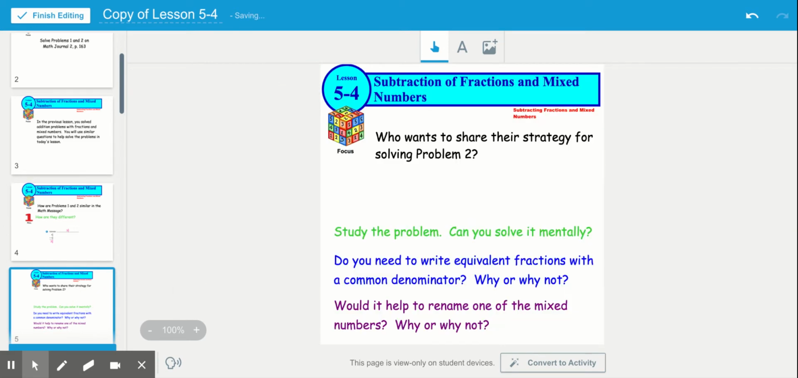So in the problems, you want to study them. You want to ask yourself, can you solve them mentally? Do you need to write equivalent fractions with common denominators? Why? Why not? Would it help to rename one of the mixed numbers? Why or why not?